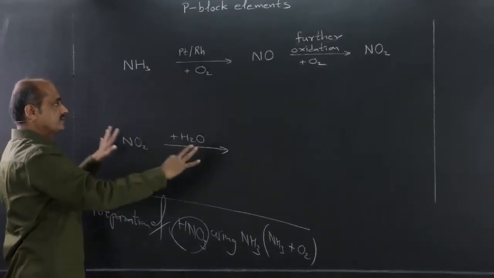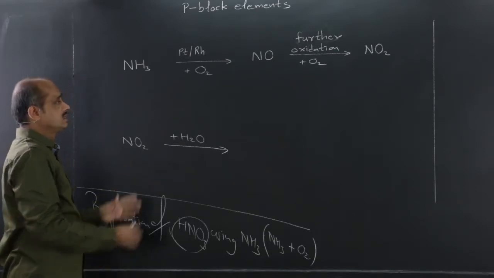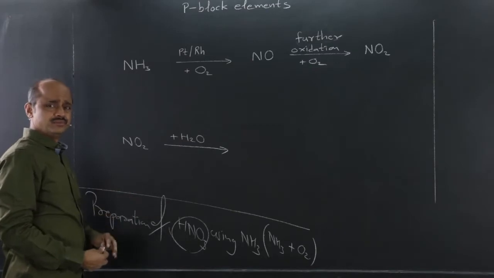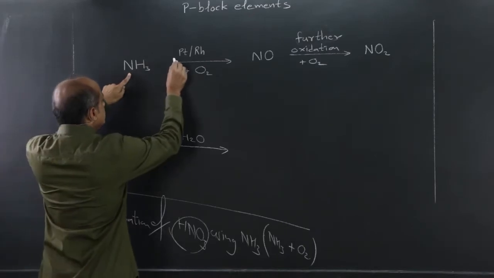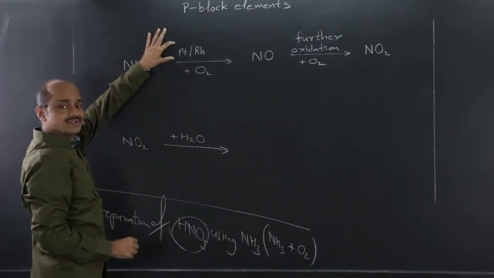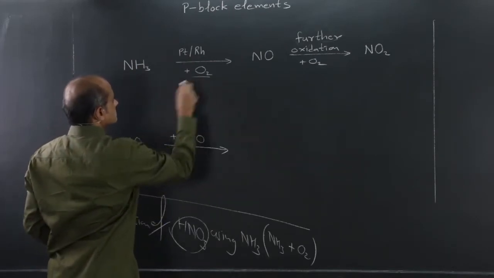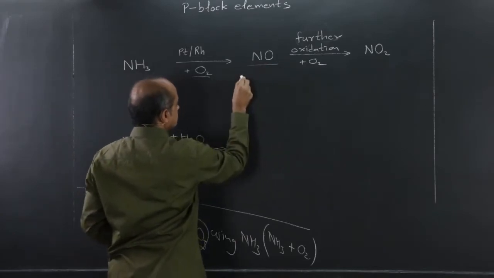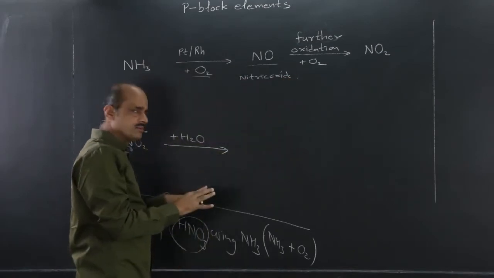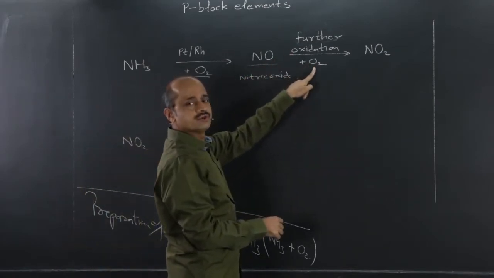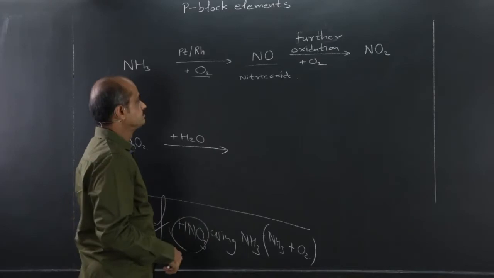So, from the redox point of view, let us first try to understand the core chemistry, that is the main chemistry. Then writing the three reactions separately and balancing becomes an easy task. Ammonia, in presence of platinum and rhodium catalyst at a high temperature with oxygen, gives NO, nitric oxide. And under the same conditions, this nitric oxide gets further oxidized, reacting with the remaining oxygen to give NO2. So these are the two steps.